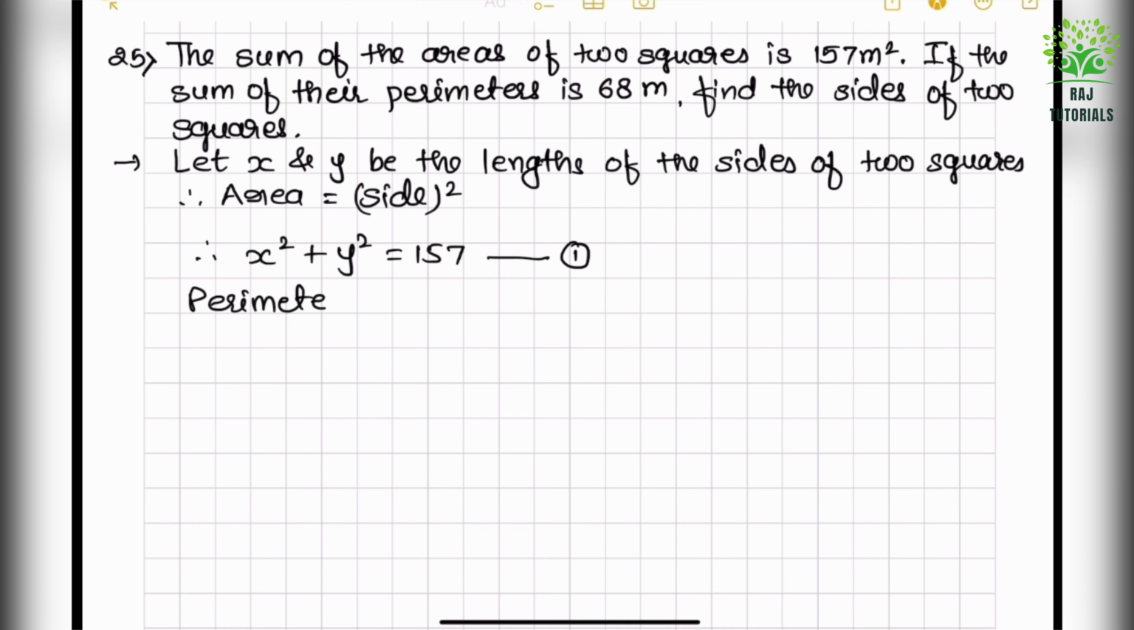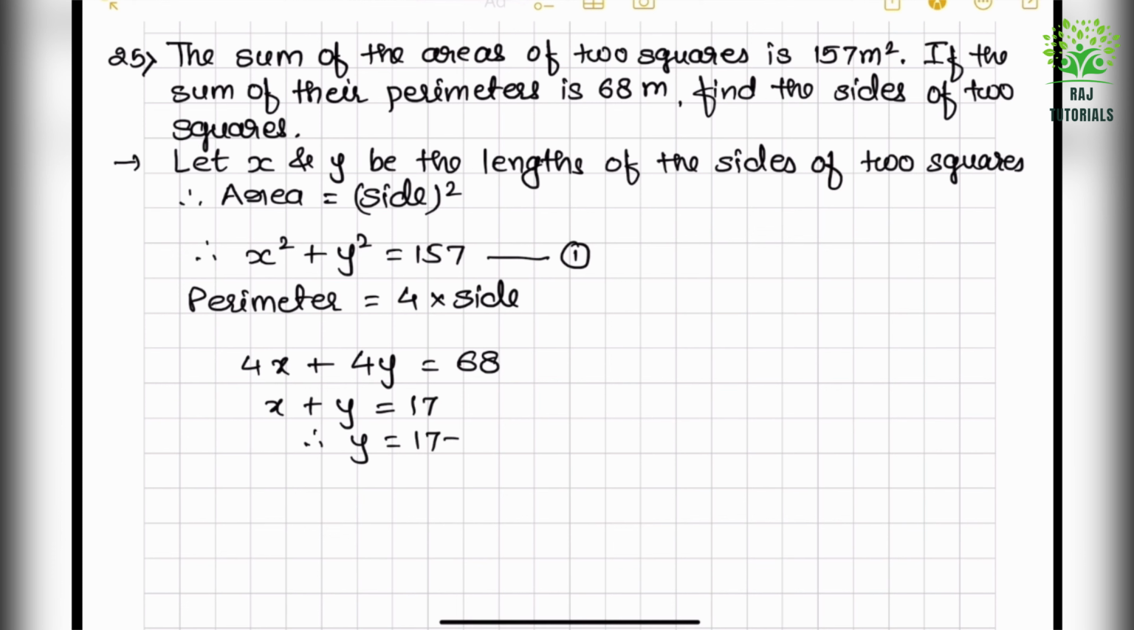In the same way, the perimeter formula is perimeter equal to 4 into side. So the first square's perimeter will be 4x and the second square's will be 4y, and that is given to me as 68. So if I cancel 4 from all, I will have x plus y equal to 17. Therefore y equal to 17 minus x. Now this second equation I am putting in the first, so putting 2 in 1.